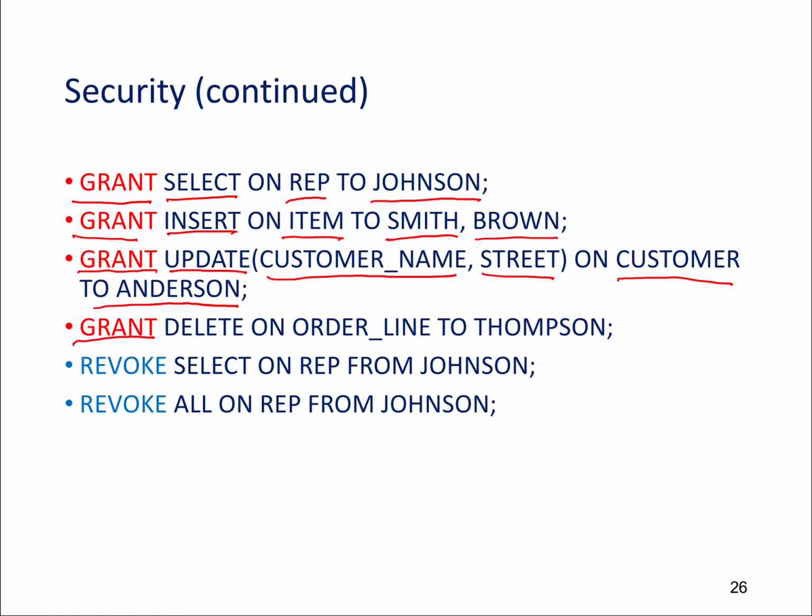Next is to grant the delete privilege on a table to Thompson, who is a user. So these first four are the grant examples. And then let's look at how to revoke.